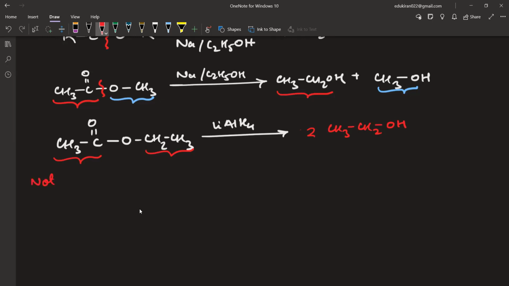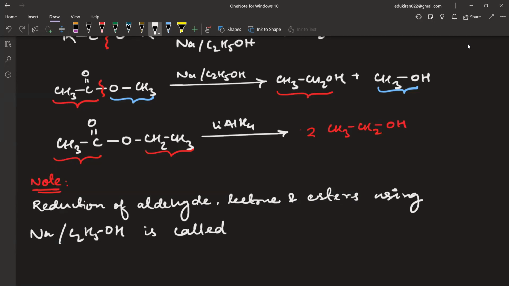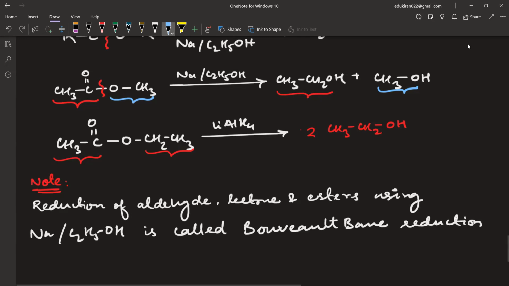Write a note. Reduction of aldehyde, ketone and esters in the presence of or using Na(C2H5OH). So what are we using? With sodium and ethanol, it is called Bouveault-Blanc reduction.